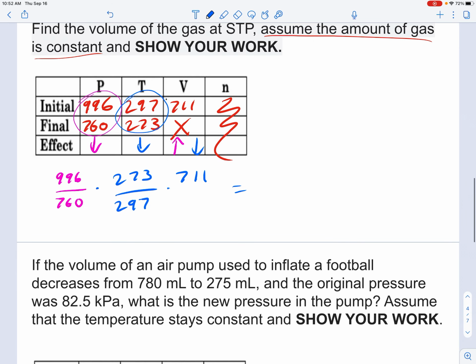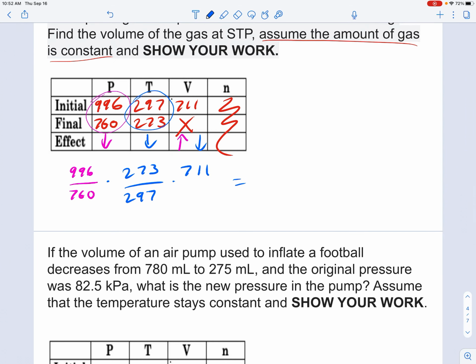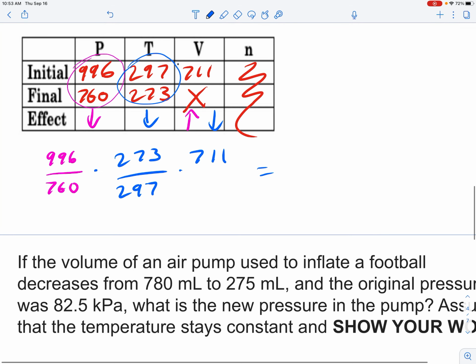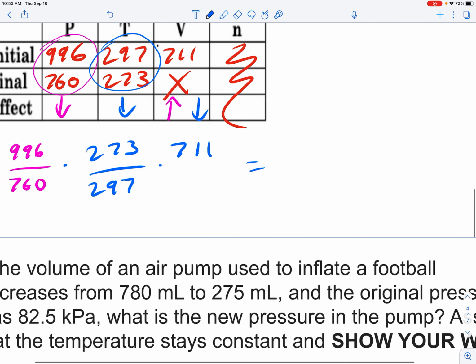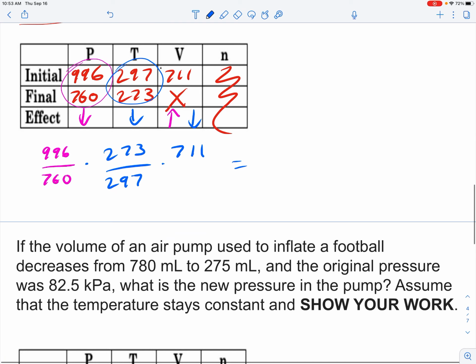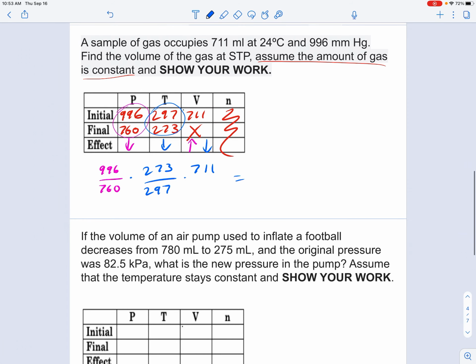I'm not actually going to work this one out. You can do the math to figure out, but you're just going to say 996 over 760 multiplied by 273 over 297 multiplied by 711. And that is going to give you your volume. And I don't know at this point if it's going to go up or going to go down. The math is going to give you your final answer.